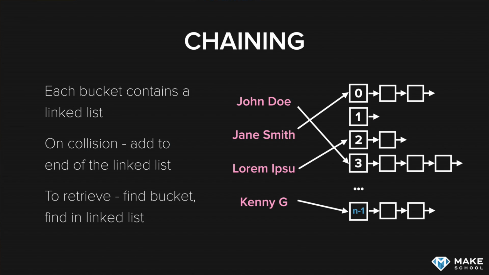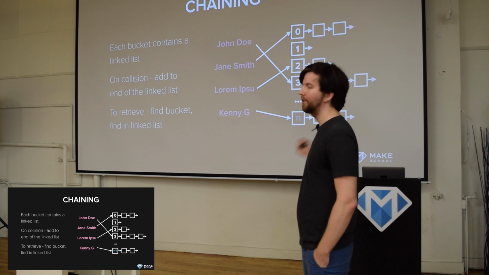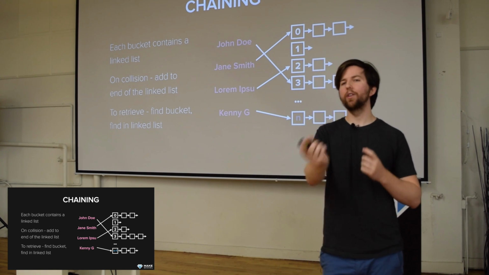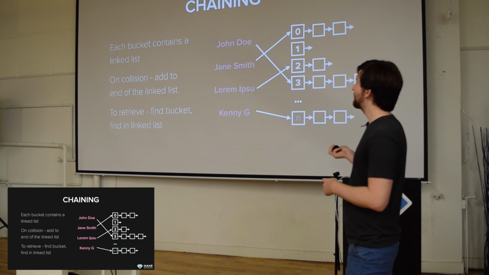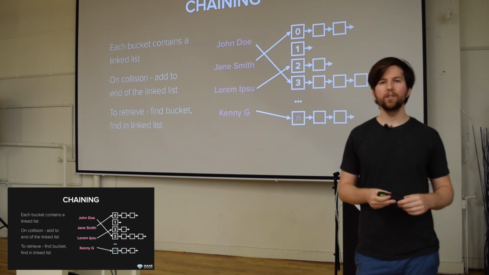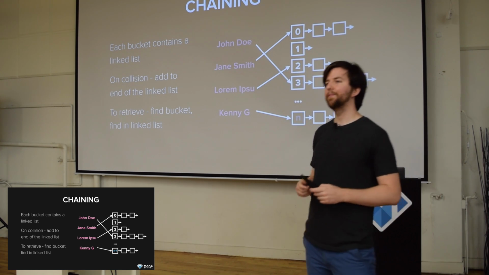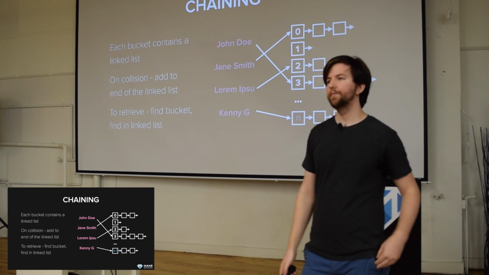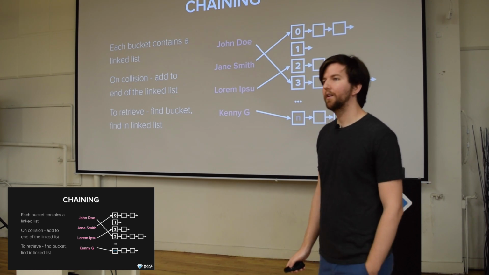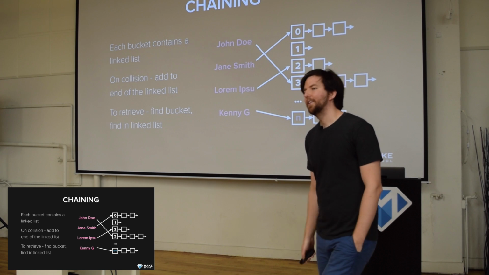So what does this mean? If there's a collision, you just append it to the end of the linked list. And to retrieve the item, you have to find the bucket, and then you have to find the element in the linked list. So you're still storing key value pairs in the linked list so that you can know when you found the correct item. Does this make sense? Any questions about chaining? Yeah, Mike. Could you give us an example of a situation where chaining may be advantageous over linear, or vice versa?